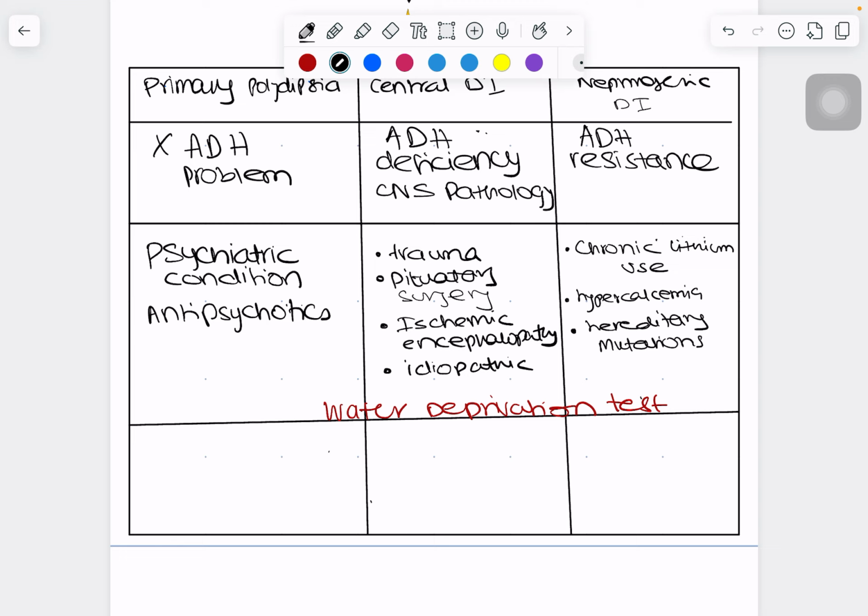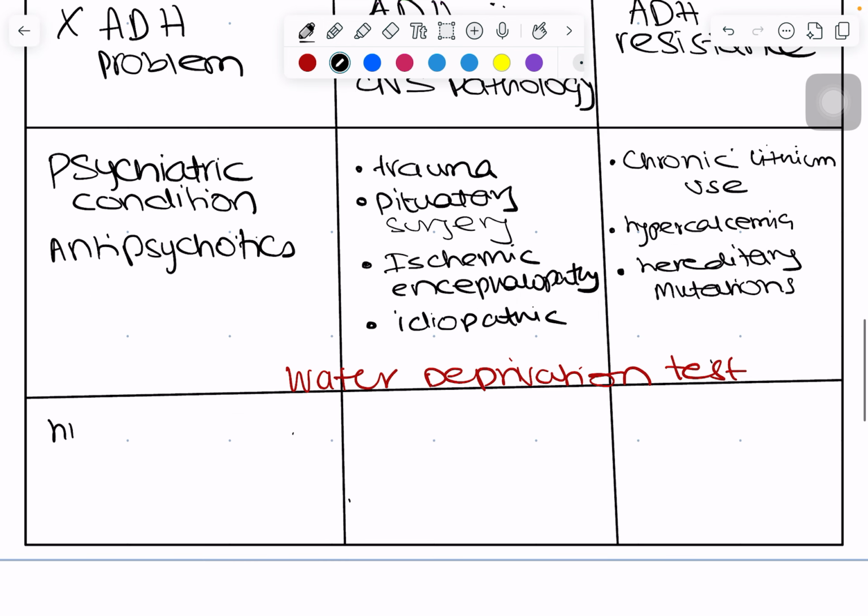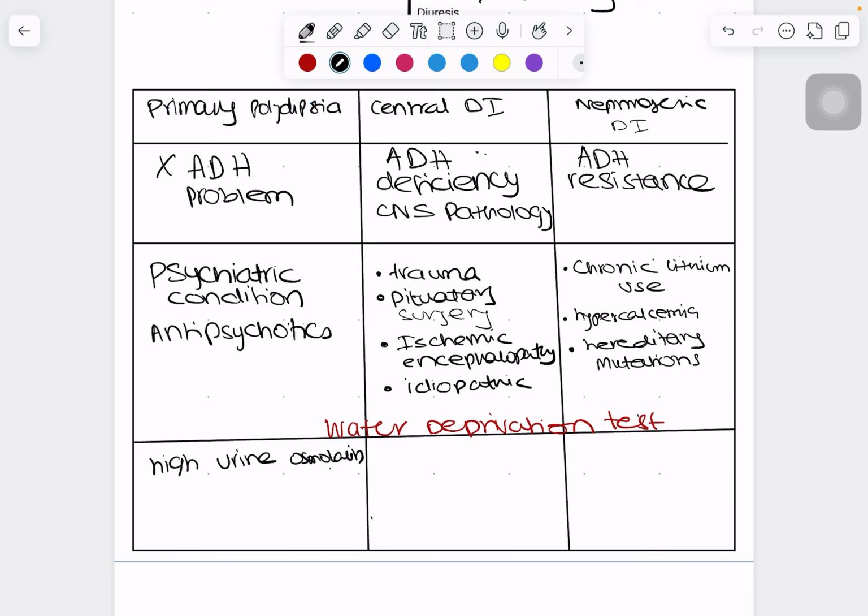So in primary polydipsia, the patient is drinking excessive amounts of water. Now that you've deprived the patient of water, we know that the ADH is being released normally by the body. So ADH will try to conserve that water, and before, if the patient had urine of low osmolality, now they will have a urine of high osmolality. In central diabetes insipidus and in nephrogenic diabetes insipidus, depriving the patient of water will have no change, because we know that the ADH mechanism is defective in the first place.